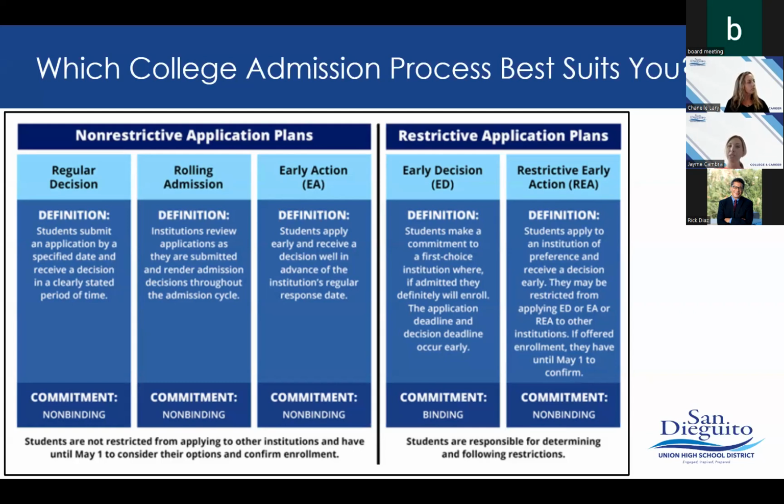And then similar, restrictive early action, where a student can apply to an institution of preference and receive a decision early. Depending on the institution, they may be restricted from applying early decision to another school, or early action to another school, or restricted early action to another school. So there's a lot of different criteria when it says restrictive early action. You want to read the fine print really well. It's typically non-binding, otherwise they call it early decision, but it gives a little bit of wiggle room, but not quite as much as the early action option.